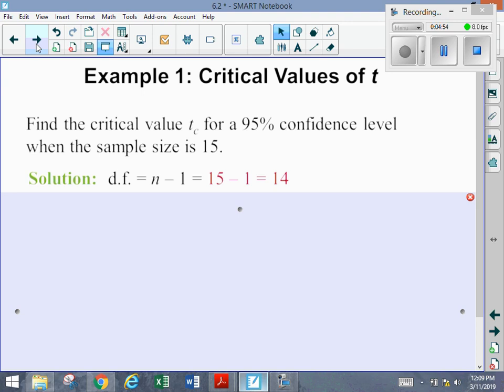All right, so let's go ahead and find some critical values of t. First of all, if the sample size is 15, we have to first calculate our degrees of freedom. It's going to be sample size minus 1, so in this case, our degrees of freedom are 14. There are 14 degrees of freedom. This is what we're going to use in this t table.